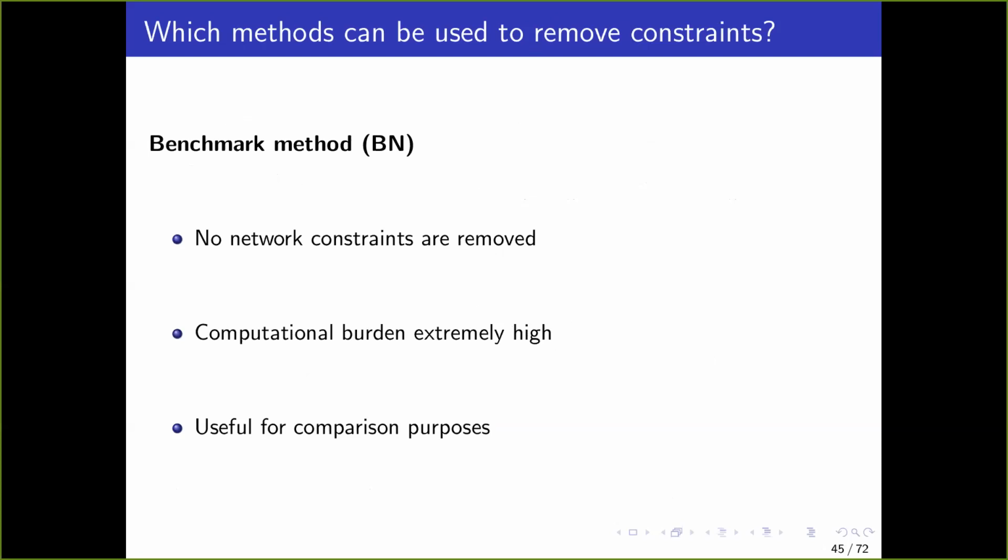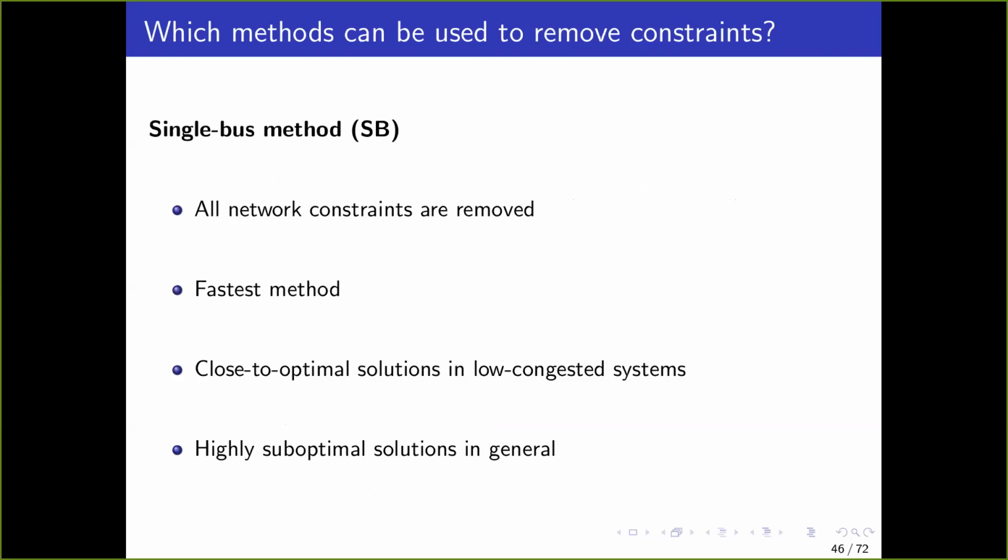So first we have the benchmark method, and that's business as usual. So no network constraints are removed. The computational burden is going to be very high, but it's useful to compare with. Then we have the single bus method, and this is completely the opposite. So we remove all constraints. It's going to be very fast. It's going to give you good enough solutions if your power system is not very congested, but then it's going to be highly suboptimal in any other case.